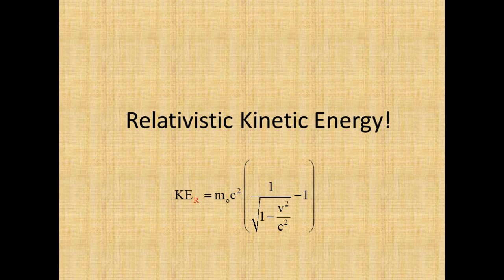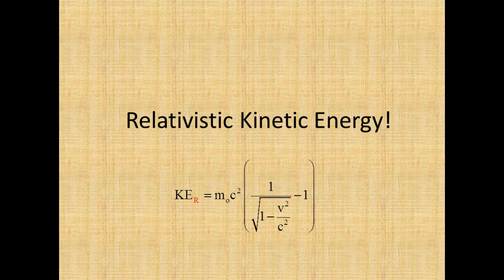And so what we came up with was that relativistic kinetic energy is equal to m naught, the rest mass, times c squared times the quantity 1 divided by the square root of 1 minus v squared over c squared, minus 1. That's what we came up with. And that's exactly equal to Einstein's equation.